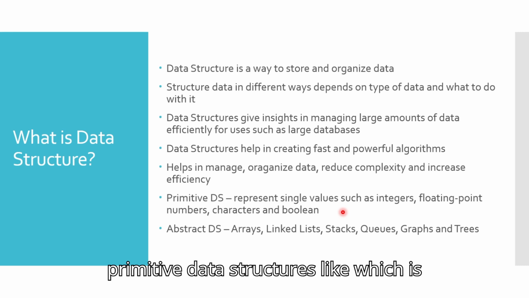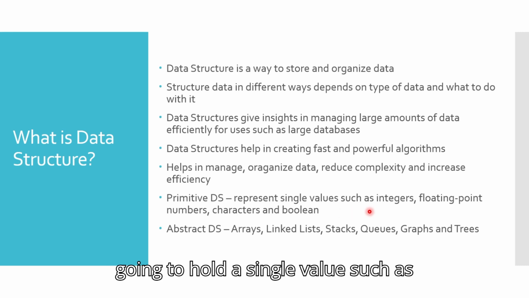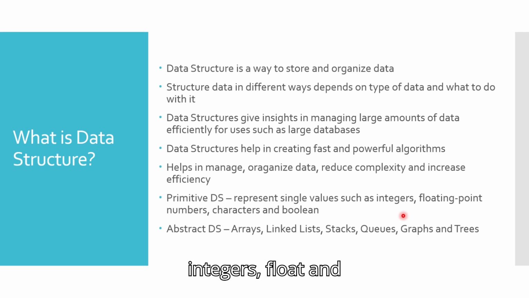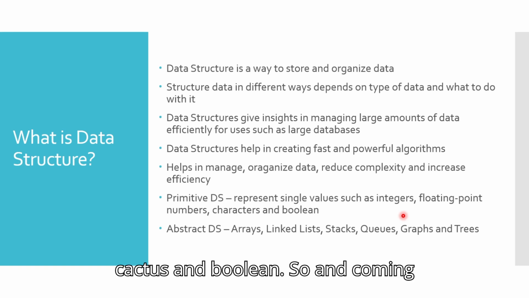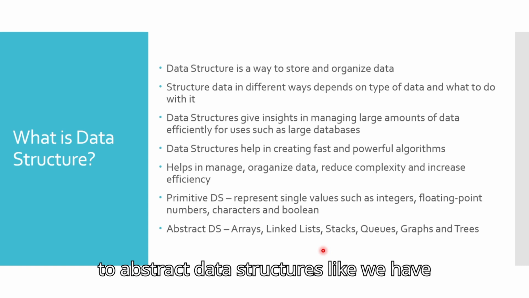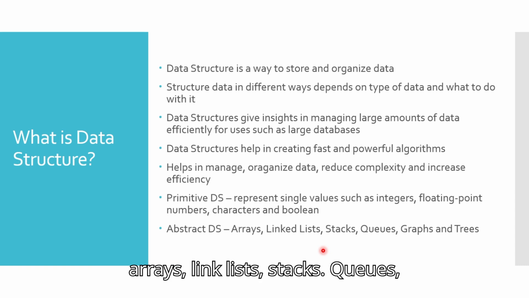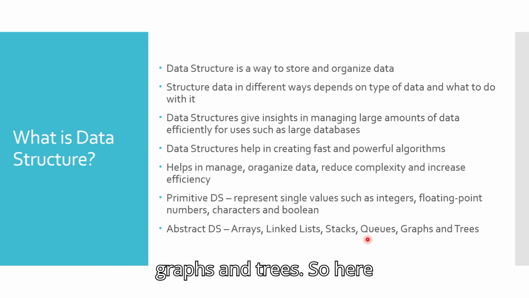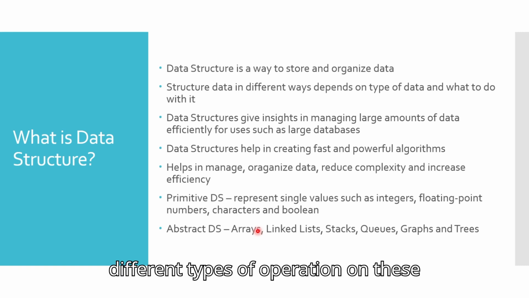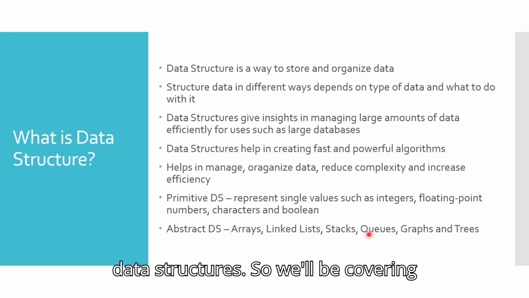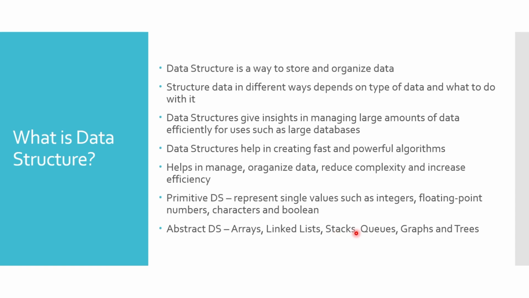Coming to primitive data structures, these hold a single value such as integers, float, characters and boolean. And coming to abstract data structures, we have arrays, linked lists, stacks, queues, graphs and trees. Here, we are going to perform different types of operations on these data structures, so we'll be covering that in later videos.